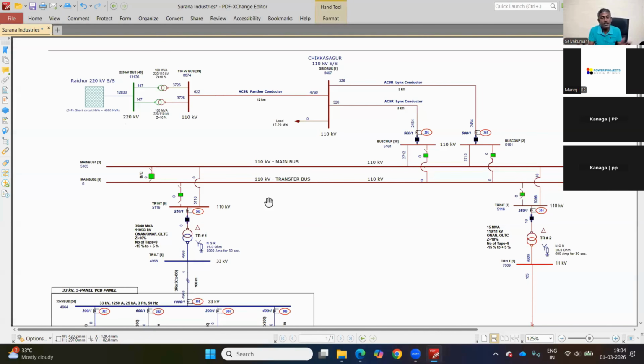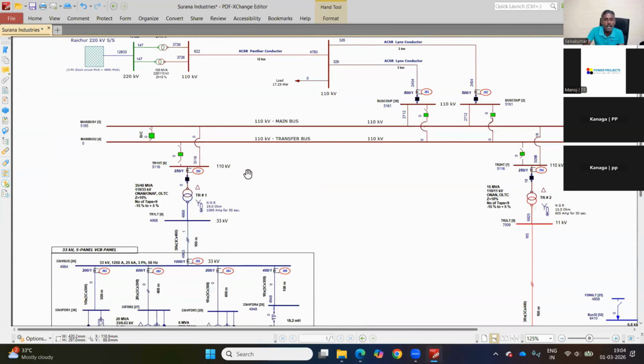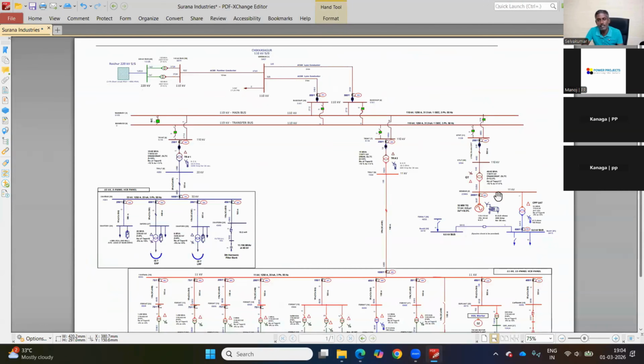Let me explain the system again. Basically, a steel industry which has a cogeneration as well. That is the system as it is.